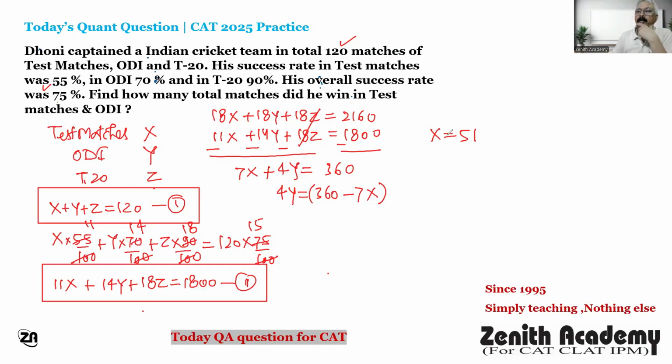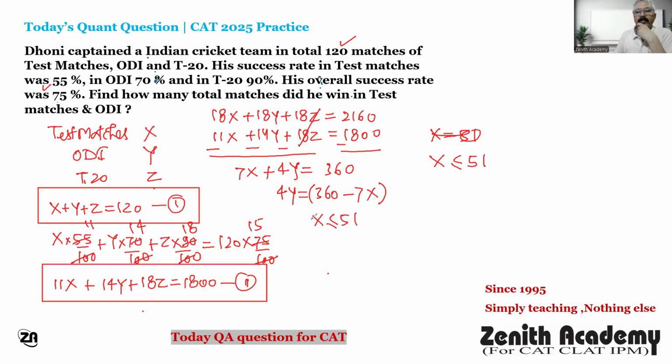Okay. It means the value of x must be equal to 50, or it should be equal to or less than 51, just to get a positive value of 360 minus 7x. Are you getting me? Here x should be less than or equal to 51 just for getting the positive value of 360 minus 7x. I think you are getting it.